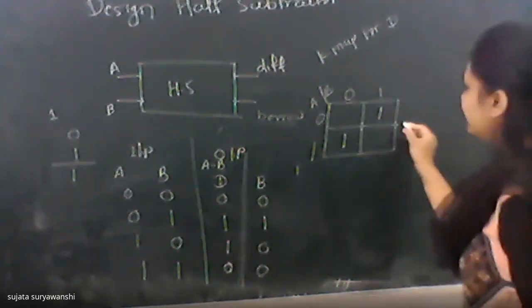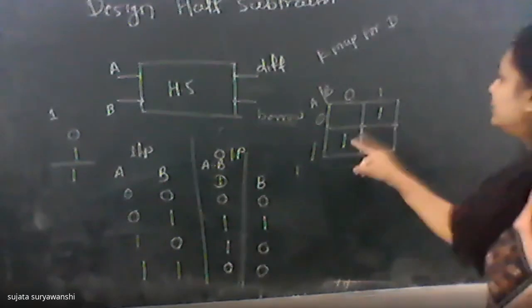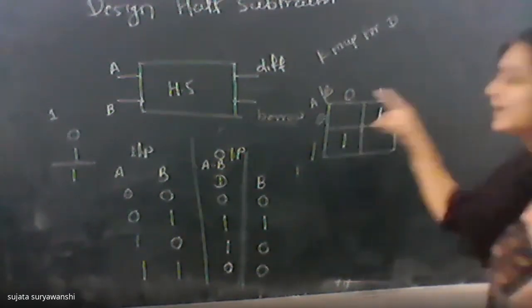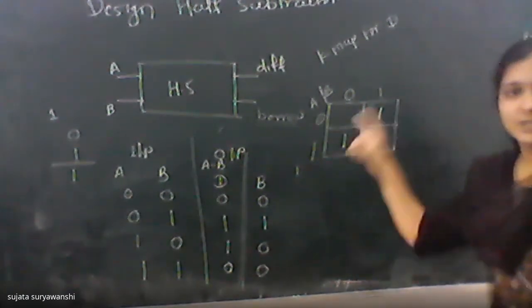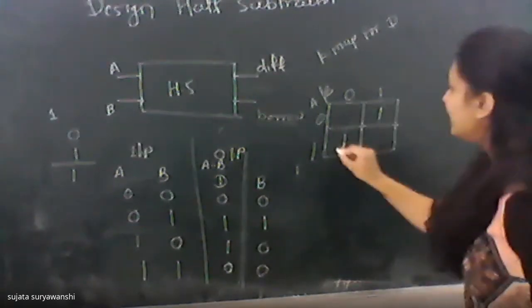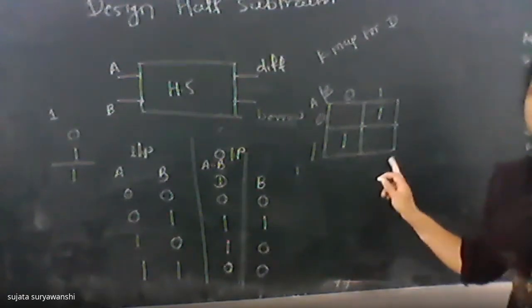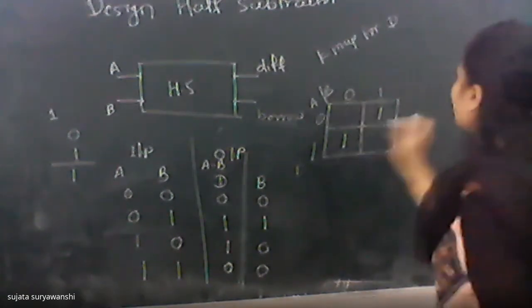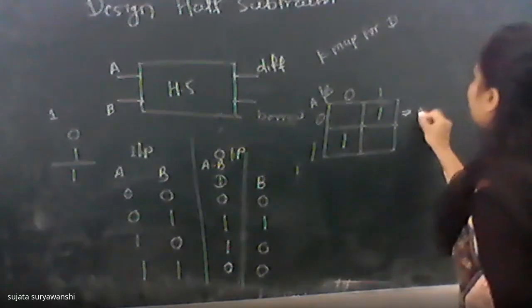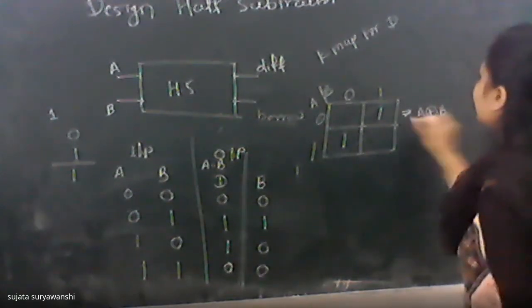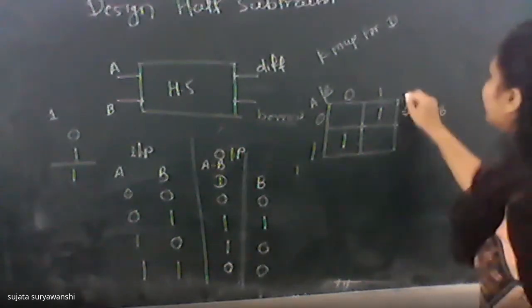So after this, you have to make groups of pair, octet or quad. Okay. Only two ones are there and both are not adjacent, but both are diagonal. Both are diagonal, then we can consider it as an XOR. Okay, means XOR is present here and A XOR B. The final output is A XOR B. Equation for sum, sorry, not sum. Equation for difference is equal to A XOR B.